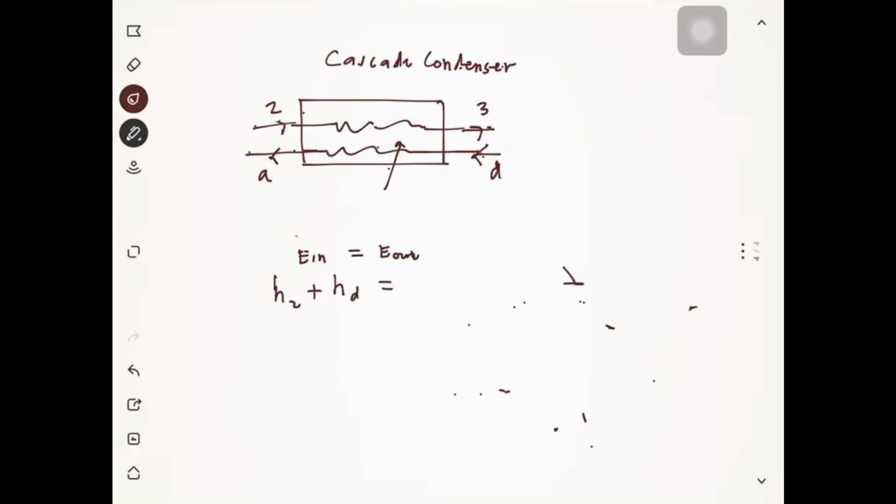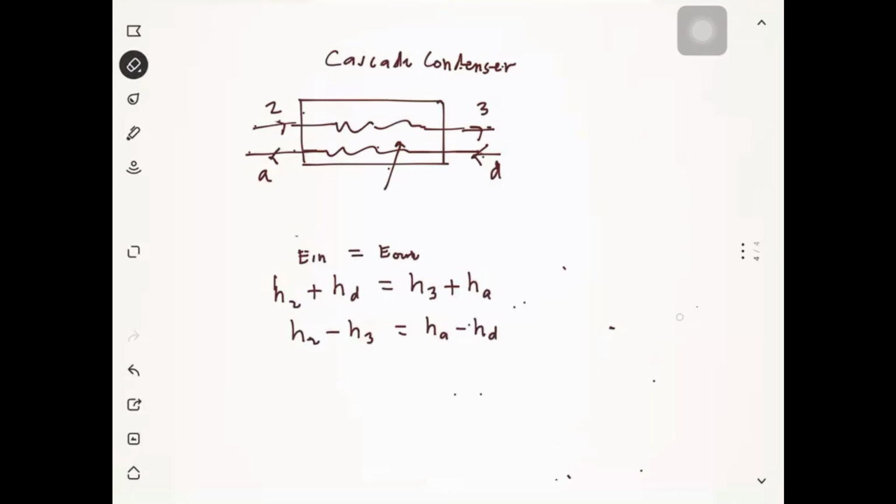Okay, the energy out will be this H3 here plus HA. So we can say that this is H2. So transpose this one, H2 minus H3, and this is equivalent to HA minus HD. Okay, so that is for our cascade condenser.